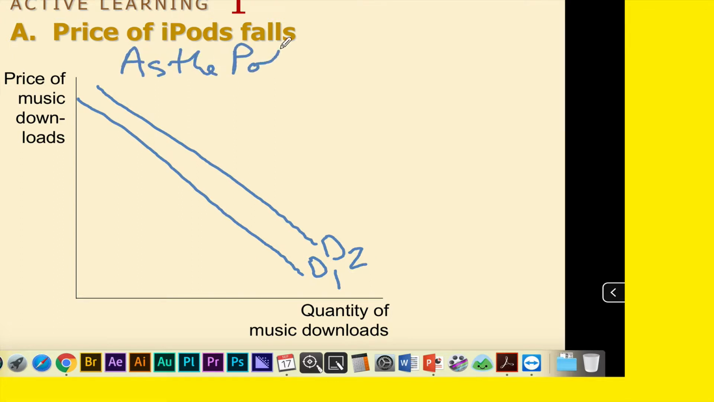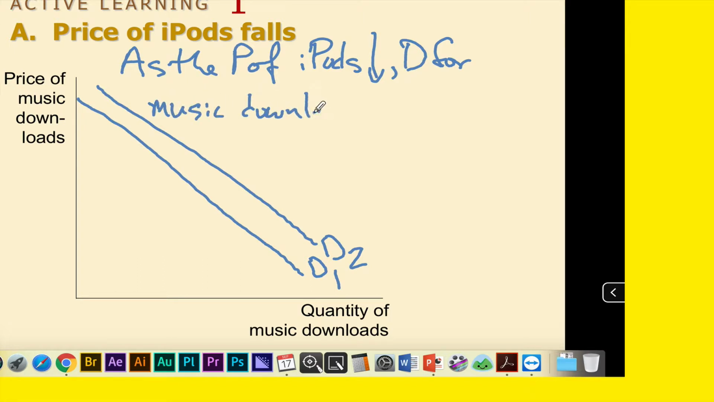As the price of iPods decreases, demand for music downloads increases. Why? Economic reason why, Sheehan.